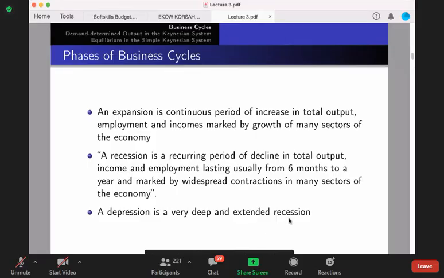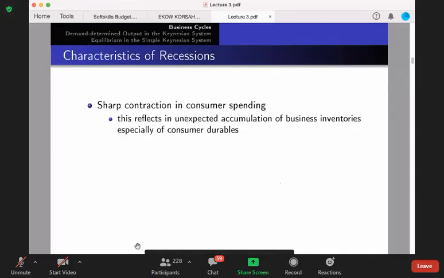Any question, let me allow you to ask. You can raise your hand and ask a question, or we should go on. All right, let's move on. So let's look at some characteristics of recession.